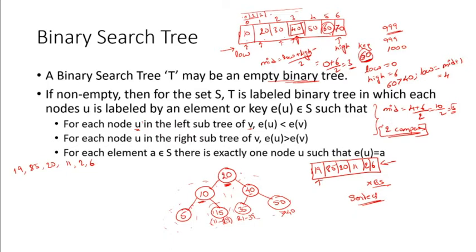So try to understand what a binary search tree is. If you have a node which contains a value, all the elements to the left of this node will be less than this node, and all the elements to the right of this node will be greater than this particular node.